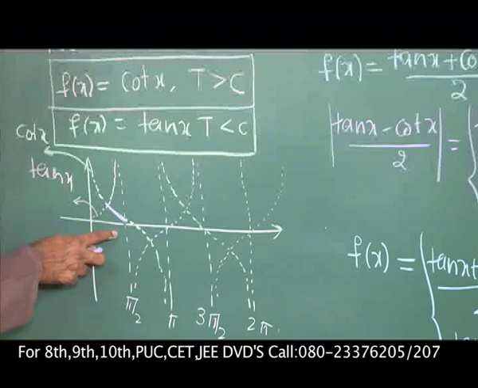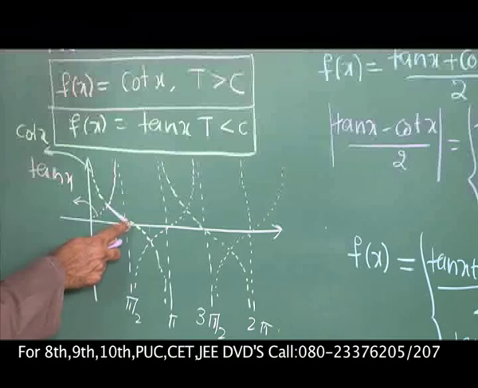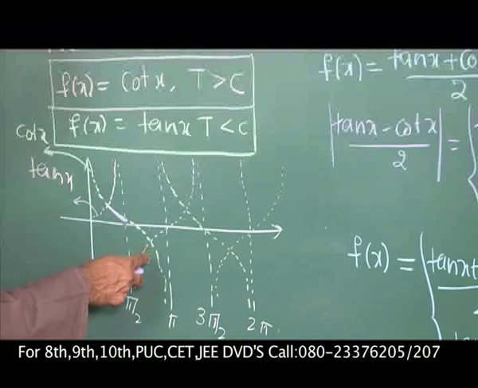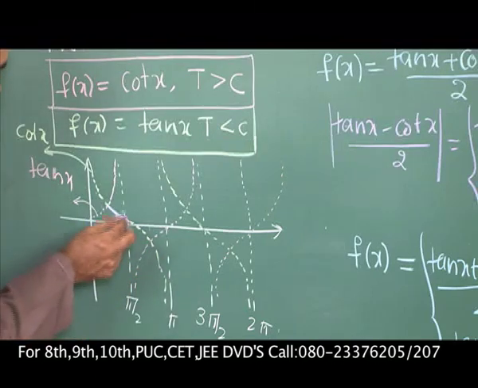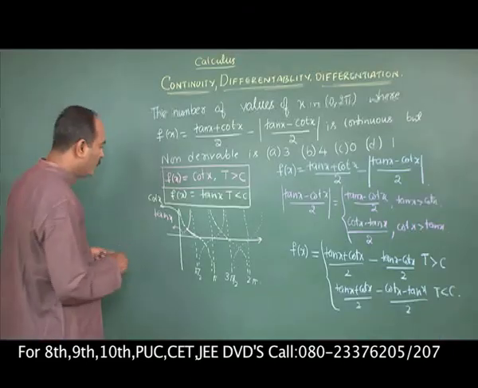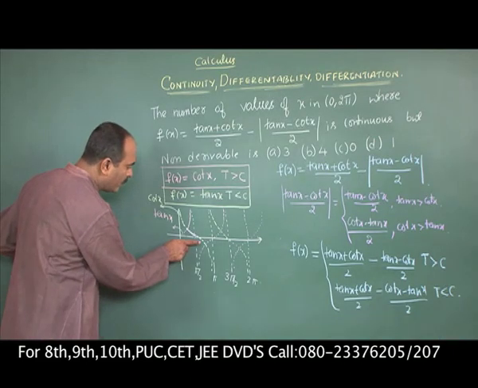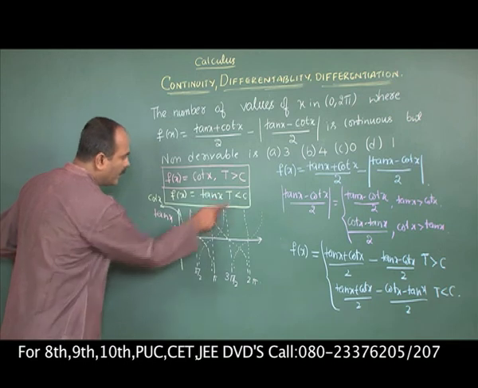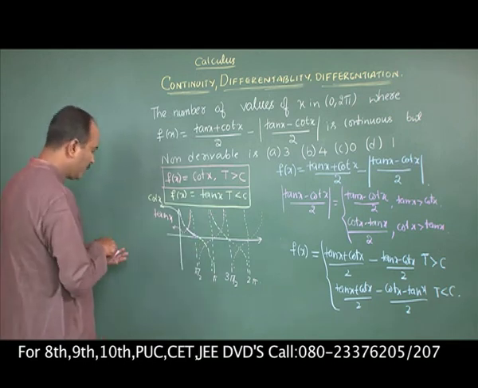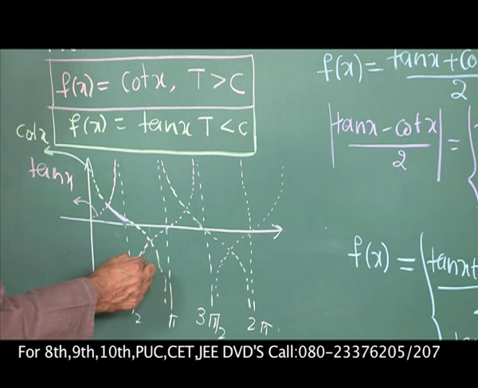Again, from pi by 2 up to 3 pi by 4, so what happens? Once again, you can see this is cot x and this is tan x. So I have to retain cot x again, because tan x. In this case, you can see here, tan x is less than cot x.